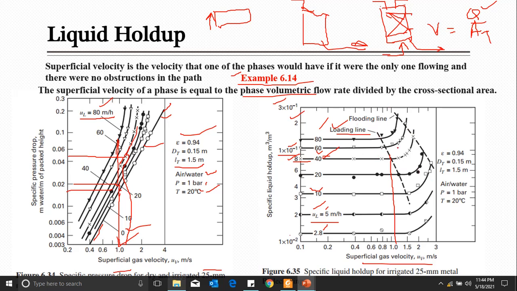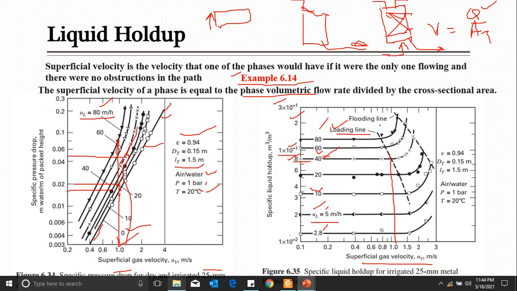So in this diagram you can see that, as we said, we keep on increasing the superficial gas velocity, you reach some point which is called the loading line, and from this liquid hold up can start increasing, and then finally you reach some limit which is called the flooding line.